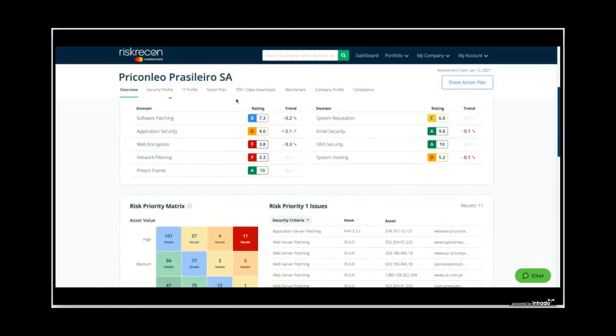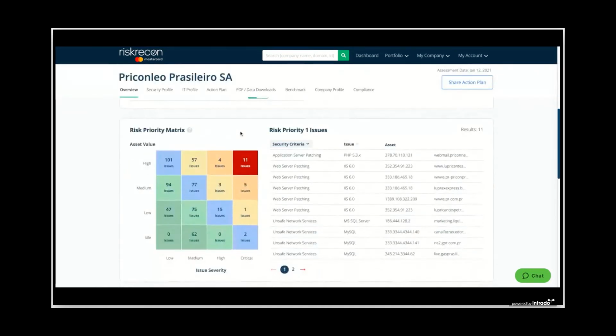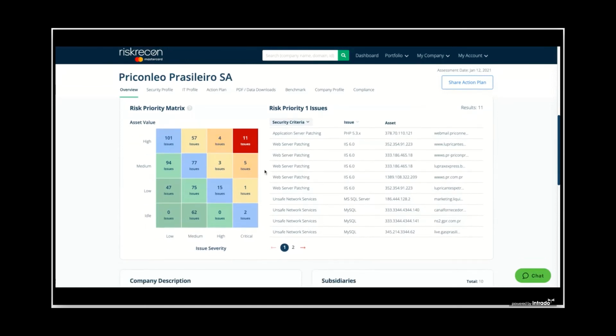Scrolling down just a bit, one other element just on the overview, realize we don't have a ton of time. There's a lot of other capabilities within RiskRecon, but we'll keep it focused on some of the high-level information for the purposes of this conversation. Another really important dimension of performance that we provide is that risk priority matrix. I mentioned this on the slides, but just to give you an understanding of what that looks like, this is the risk priority matrix for the organization that we're looking at.